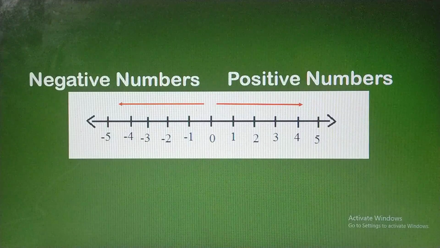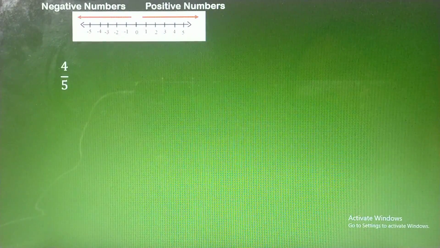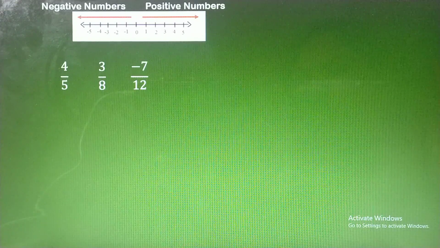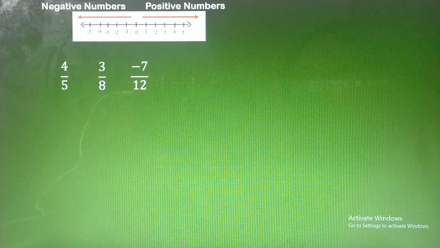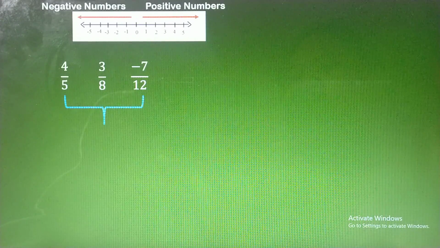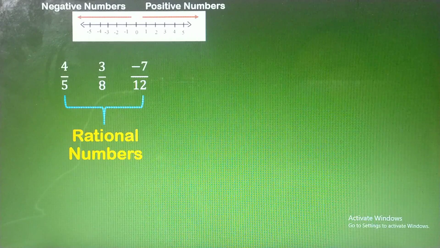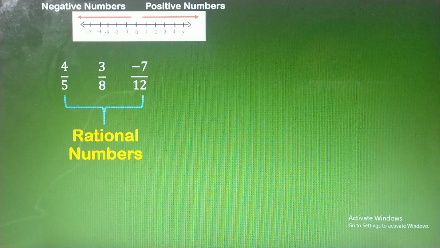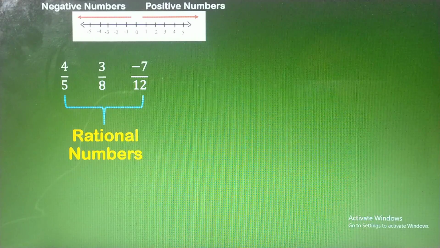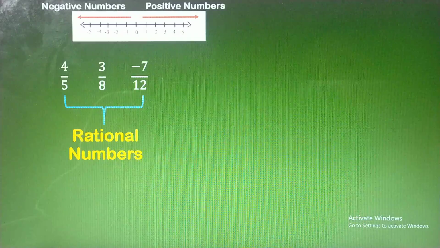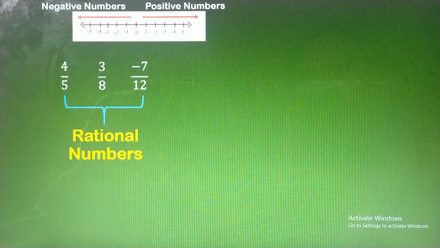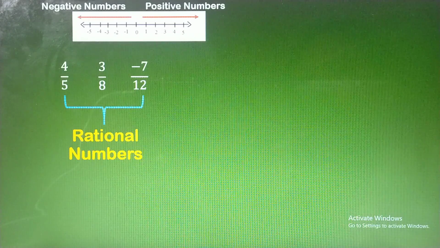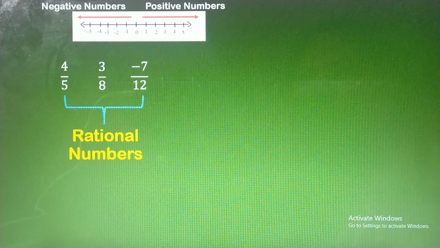Okay, so, what if there are numbers like 4 over 5, 3 over 8, and negative 7 over 12? Ano kaya yung tawag natin sa kanila? So, very good. Those are an example of rational numbers. Paano ba natin makikilala or what is the characteristic of rational numbers? Ano yung dapat i-consider natin para malaman natin na ang given ay isang rational number? So, let us use this general form.